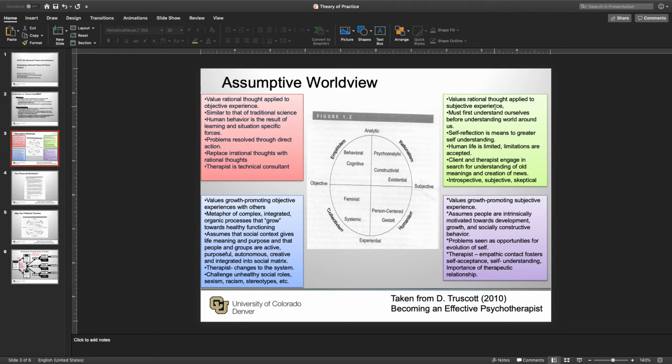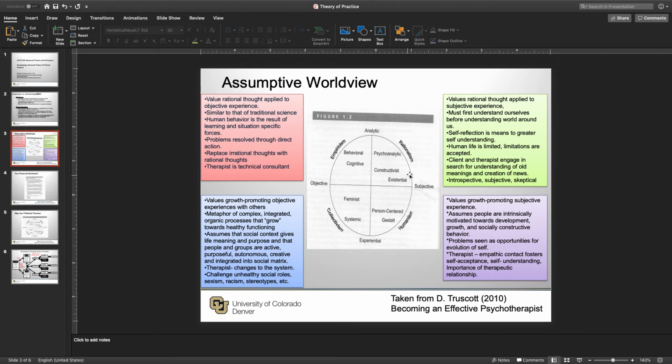Why does a person have a set of cognitive beliefs, and where do they come from? Again, as a trauma therapist and as an addiction therapist, and the more I look at epigenetics and ecosystemic thinking and ecosystemic experience, this constructivist existential belief system becomes much more a part of my belief system. So self-reflection is a means of greater understanding. Human life is limited and limitations are accepted. The idea that there are certain both objective and subjective realities about what's possible.